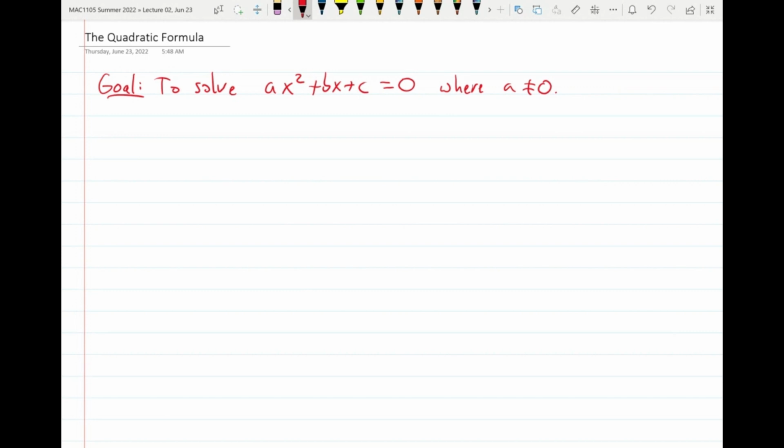And what we're going to do is solve this equation with the coefficients a, b, and c, instead of specific numbers. And the only thing that we have at our disposal that we know always works is completing the square. Okay? So let's do it. So idea, complete the square.